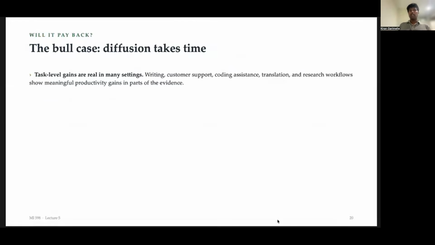I believe that a lot of these tasks, like writing, customer support, coding assistance, translation, and research workflows, have already shown meaningful productivity gains. And this is part of the evidence that this is going to work out. We've already seen some of this. For instance, Anthropic has doubled their revenues from one year ago, and in the last 3 months or so, they've doubled again. So it's really a massive growth story because of some of their products, like Claude Code, and that really shows that there is demand for this.